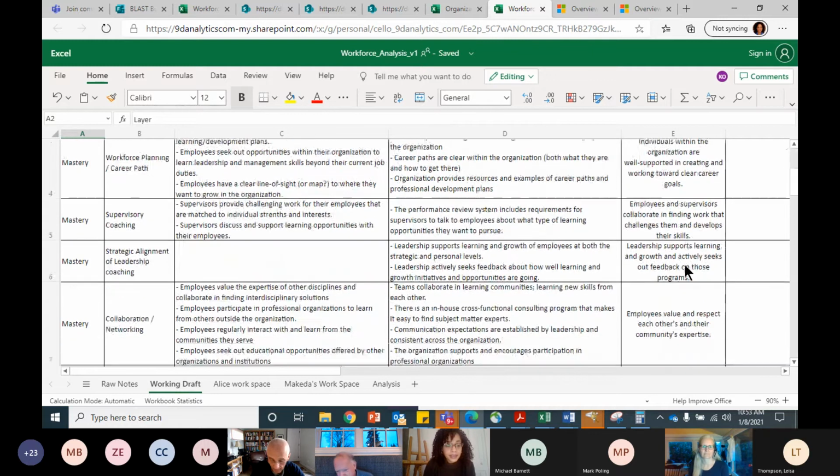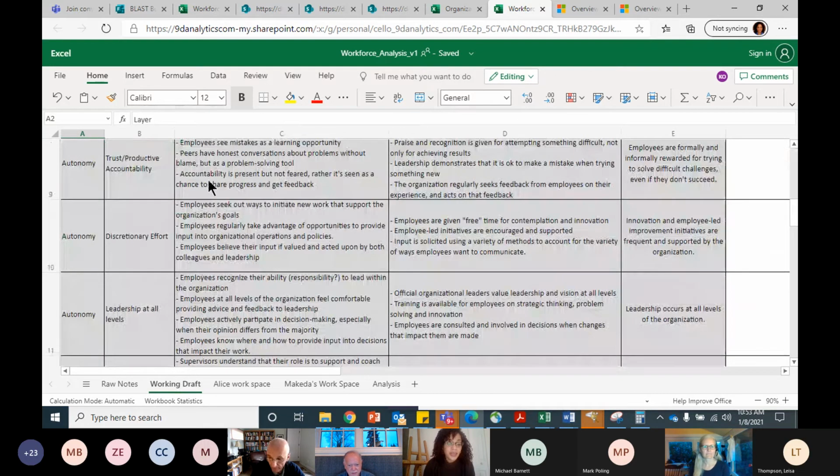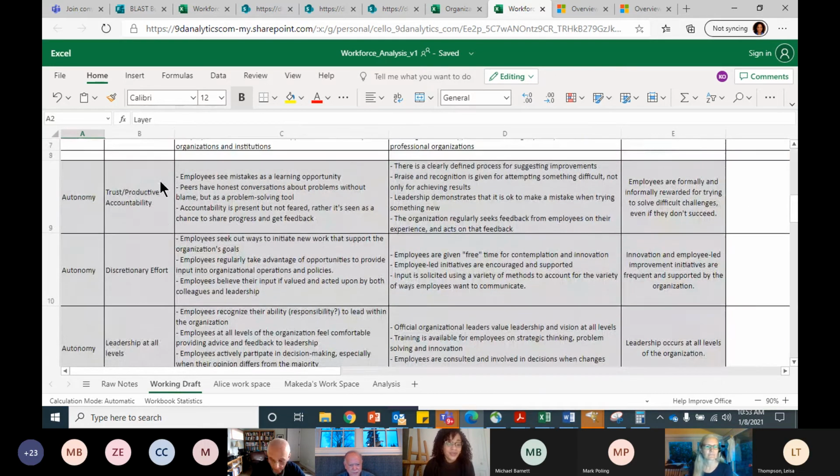Yeah, and the same with trust. We know that all the research shows that trust is necessary for high functioning organizations, but what does that really mean? And I know Alice and I have had that conversation, especially sometimes when you're speaking to engineers. They're like, trust, what does that mean? I need something more concrete around that. So we have some really concrete examples here, like, can people see mistakes as a learning opportunity? Are people afraid of accountability, or do they view it as a chance to progress and get feedback?